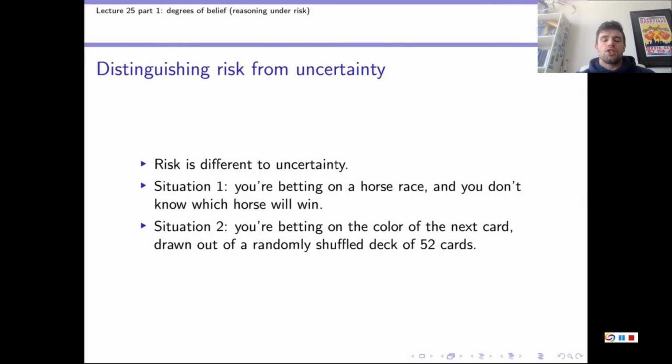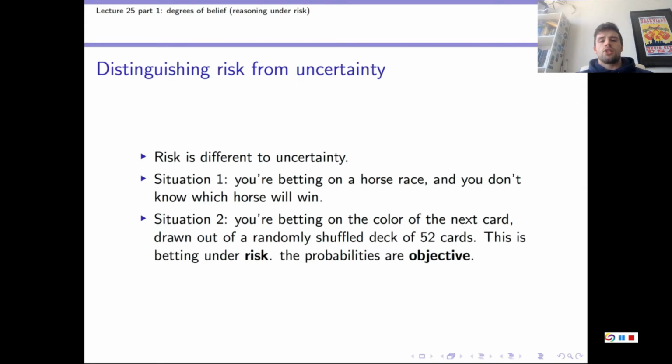So let's imagine 2 situations in which the future is unknown. In situation 1, you're betting on a horse race and you don't know which horse will win. And in situation 2, you're betting on the colour of the next card drawn out of a randomly shuffled deck of 52 cards. Now in this second situation, the probabilities are known. Let's suppose, for example, that it's the first card drawn from the deck. Then everyone agrees on the likelihood of a red card. It's 1/2. We can treat this probability as something we can observe, and we might think of it as objective in some sense. And this is what we mean by a situation involving risk.